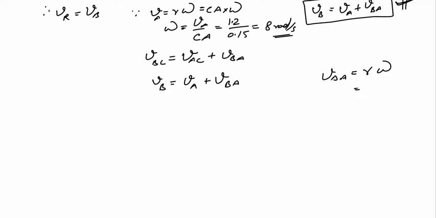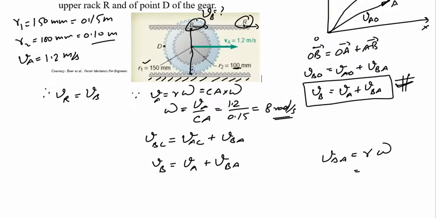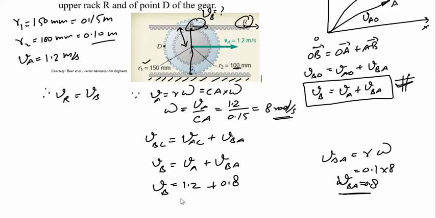Since we know that V is equal to R omega, so VBA is equal to R omega. And what is the value of R? BA, B about A. So this is 100 mm, here to here 100 mm. So this is 0.1, omega is 8, so that will become 0.8. So VBA is 0.8 plus VA is 1.2. Both are having the same direction. We can directly add together, then that will become 2 meter per second.